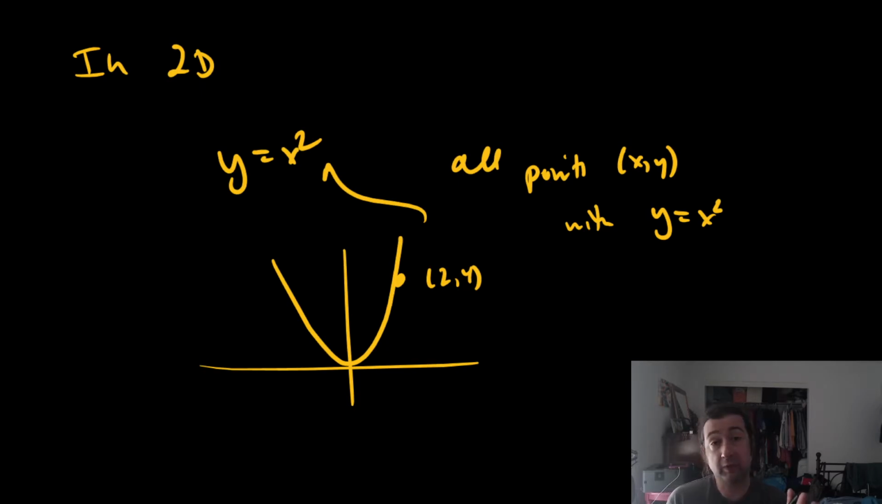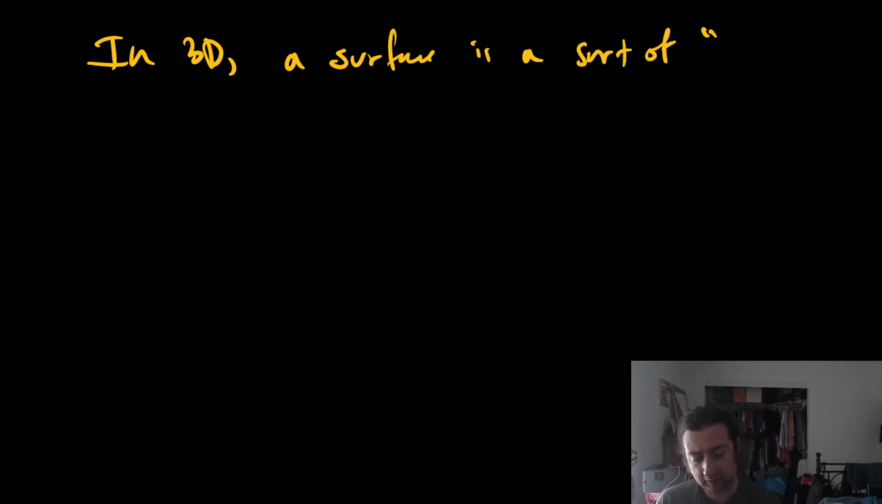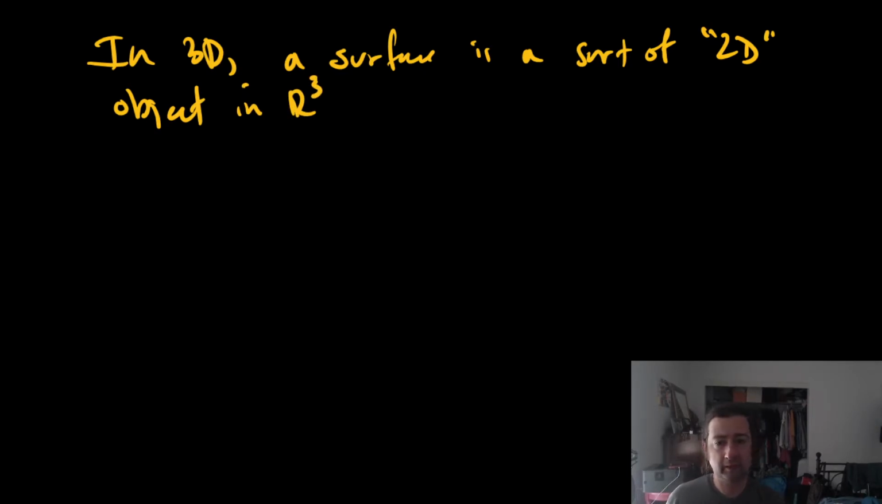Likewise, in 3 dimensions, we're going to have surfaces, which are sort of the equivalent of graphs in 2 dimensions. So in 3D, a surface is a sort of 2-dimensional object in R3, that is in 3-dimensional space. And the idea here is that if you look at it, it kind of looks flat. A line is 1 dimension smaller than the 2-dimensional space that it lives in. A surface is 1 dimension smaller than the 3-dimensional space that it lives in.